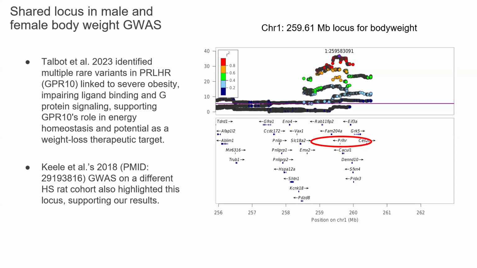This gene, like the multiple rare variants within this gene, have been linked to severe obesity in humans, kind of supporting this gene's role in energy homeostasis, and its potential as a weight loss therapeutic target. Additionally, in 2018, Leah's group also performed GWAS for body weight, and that was in a different cohort of rats. And so they also identified this locus. So we've successfully replicated this finding in this data set.